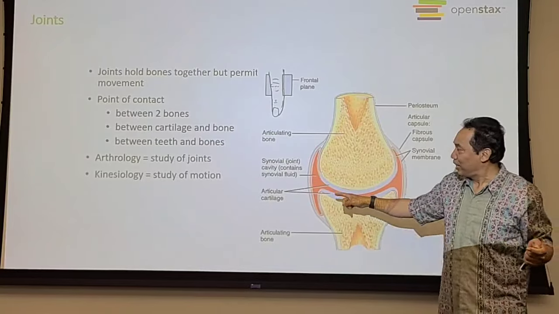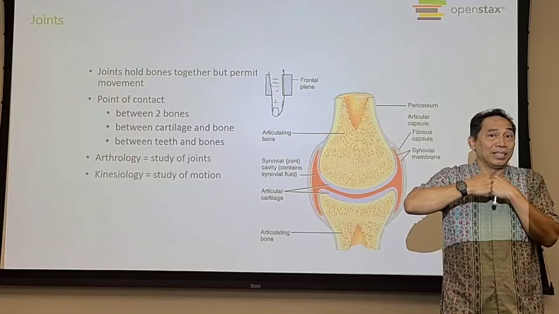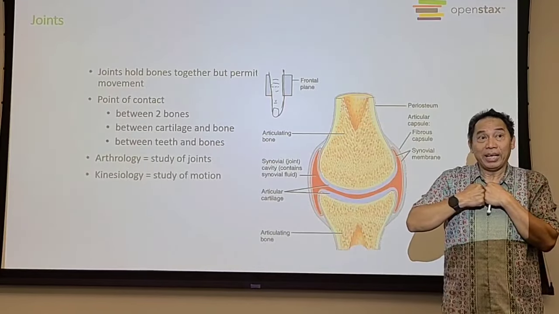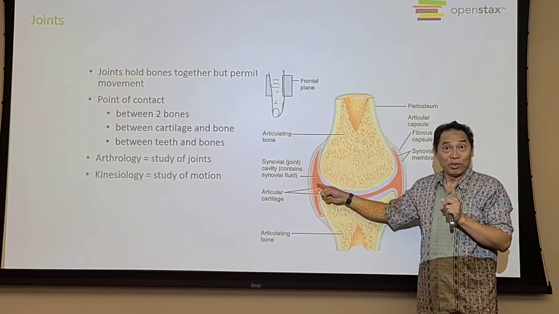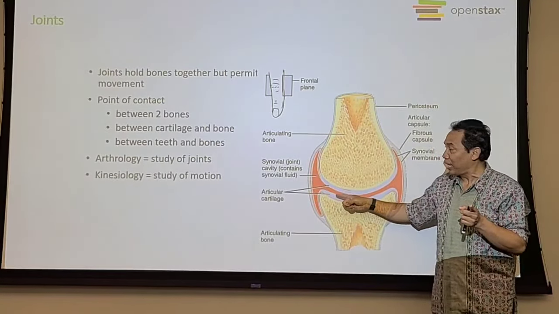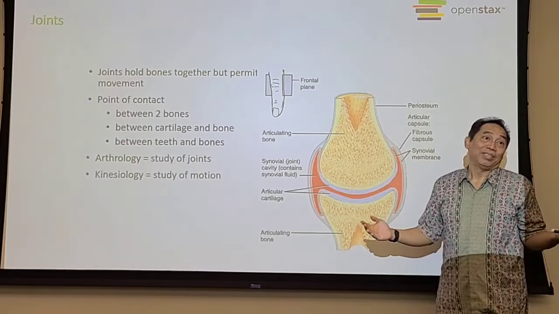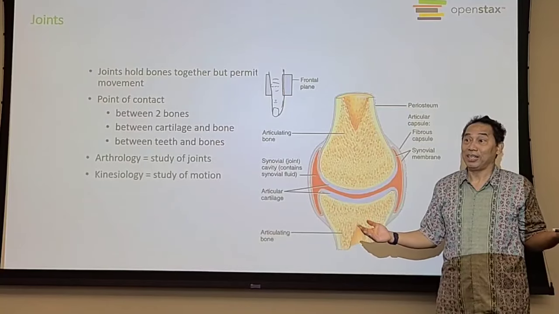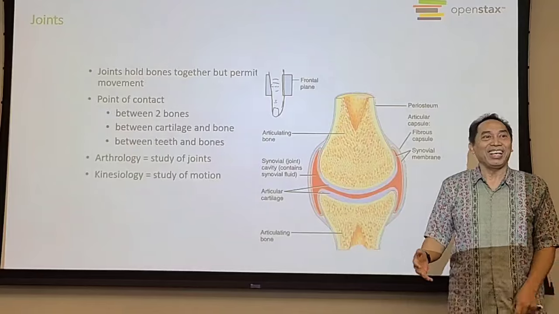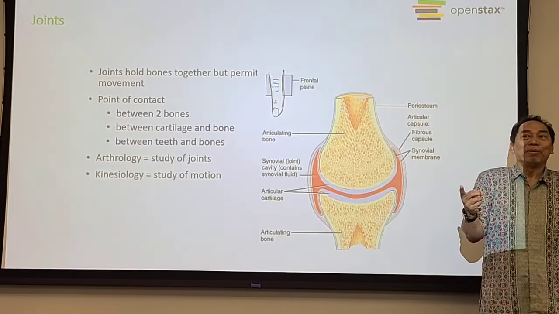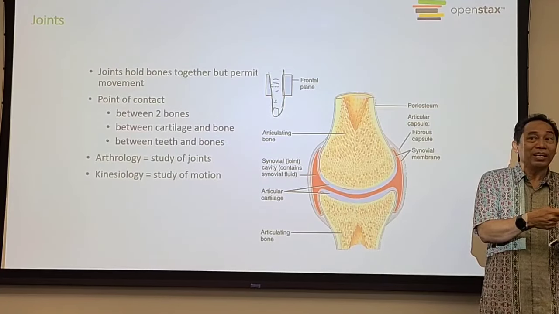What happens if your articular cartilage dies? Then your movement will be very limited. Just like old people, they produce less synovial fluid. So when they have less synovial fluid, what happens to their cartilage? It dies. And then it is very difficult for them to move. Sometimes some people have injections, where they have to inject fluid into their joint.